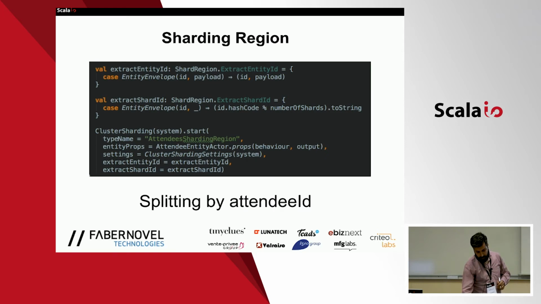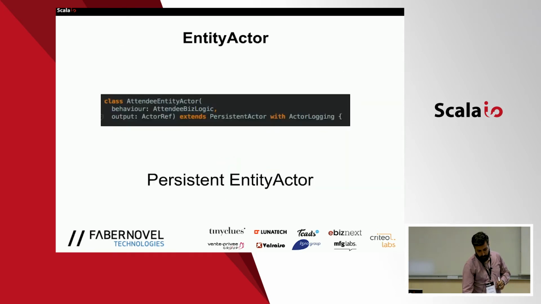So that entity actor is basically a persistent actor, and an actor logging just to provide logging stuff. Persistent actor means that we are going to be able to take that message and store it into Cassandra. So that is a new concept that comes now, which is the passivation. Do you know what is the passivation of an actor?